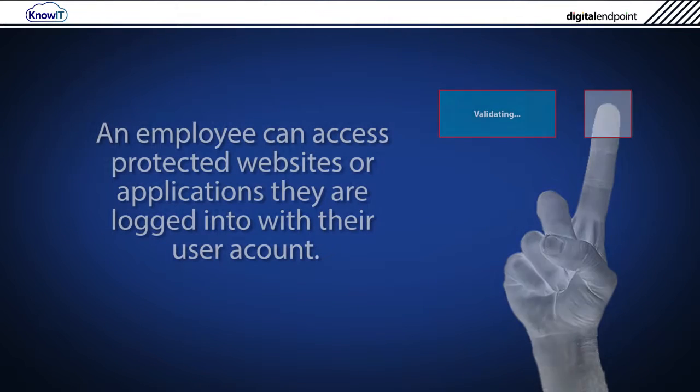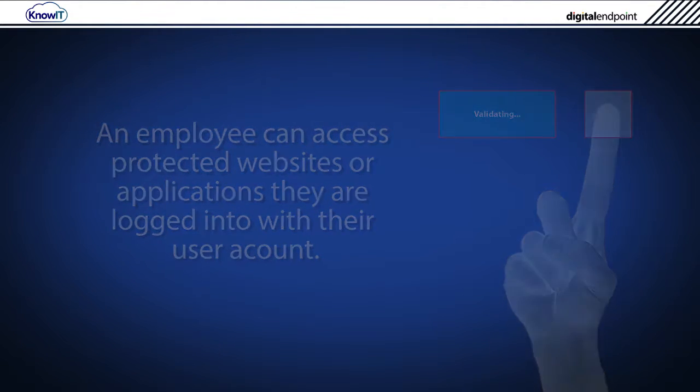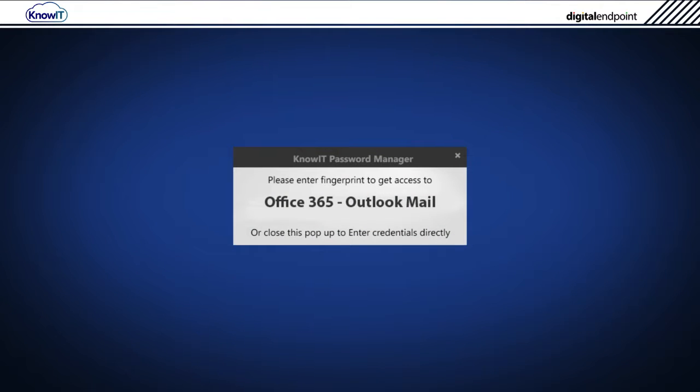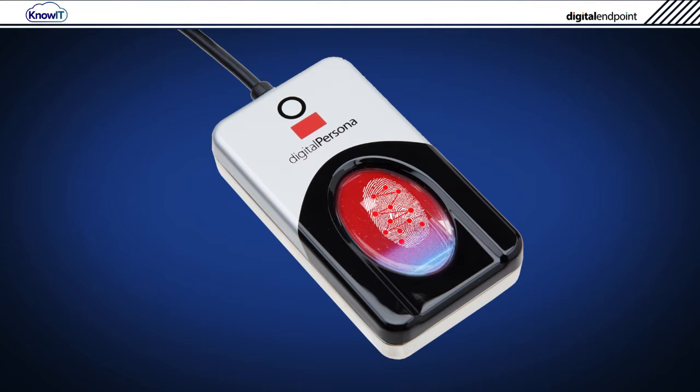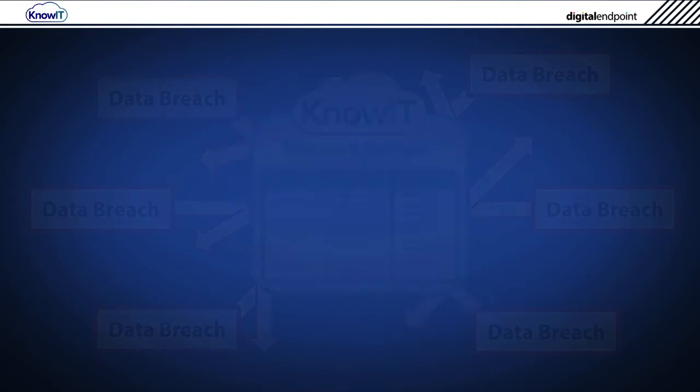In order for an employee to be able to access the protected company resources assigned to them, they must first be logged into a computer using their own user account. Whenever they try to access a protected company resource, they will be asked to scan their fingerprint. After their fingerprint is scanned, they will automatically be logged in.